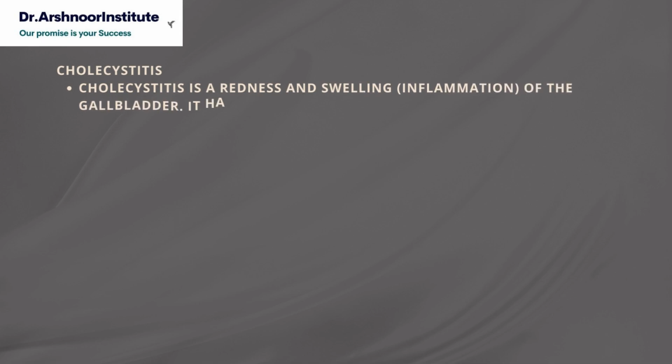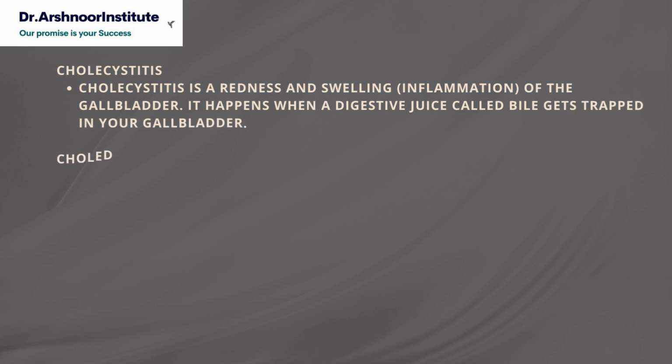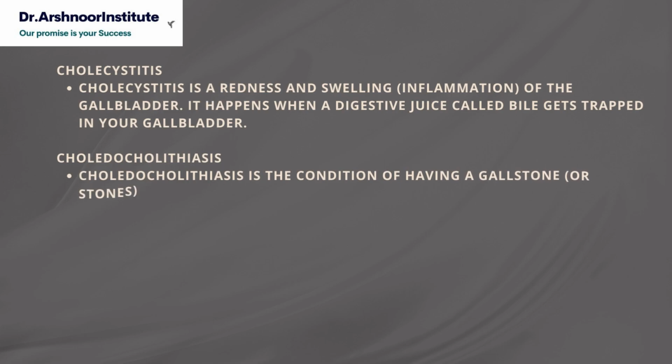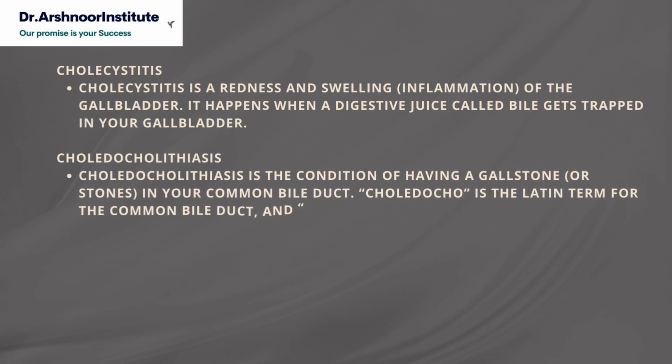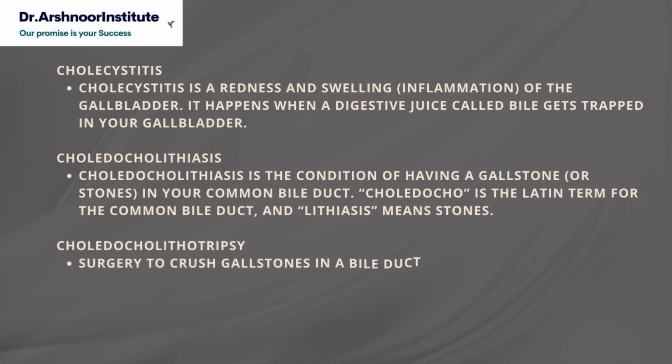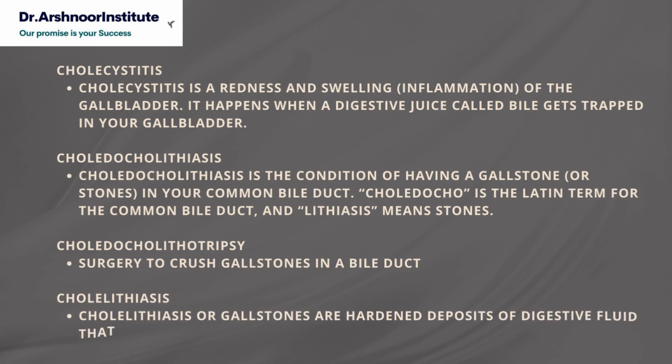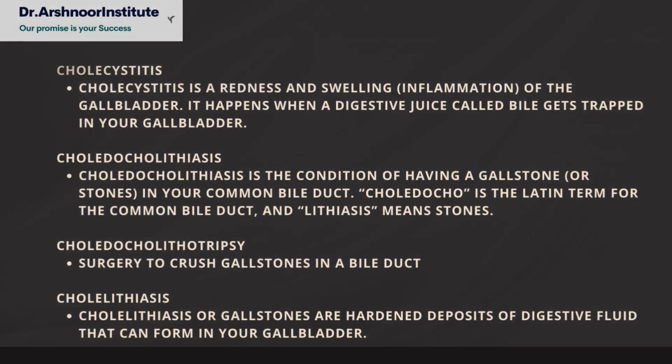Cholecystitis is a redness and swelling, inflammation, of the gallbladder. It happens when a digestive juice called bile gets trapped in your gallbladder. Cholecystolithiasis is the condition of having a gallstone, or stones, in your common bile duct. Choledocho is the Latin term for the common bile duct, and lithiasis means stones. Choledocholithotripsy, surgery to crush gallstones in a bile duct. Cholelithiasis or gallstones are hardened deposits of digestive fluid that can form in your gallbladder.